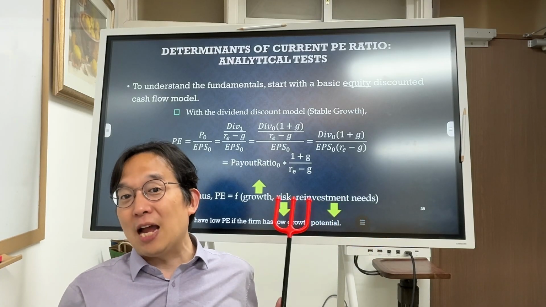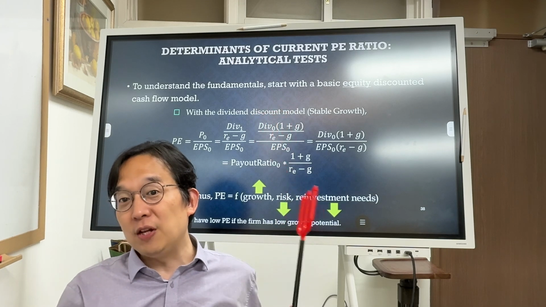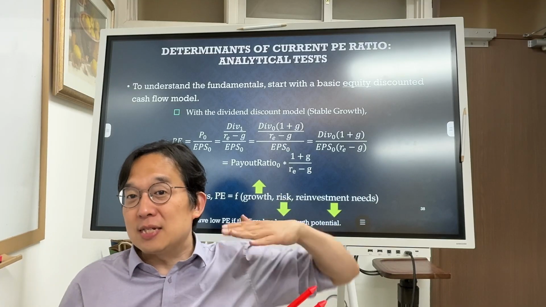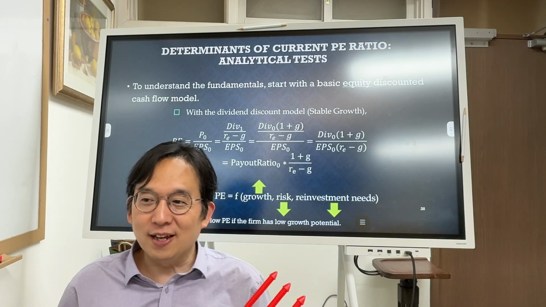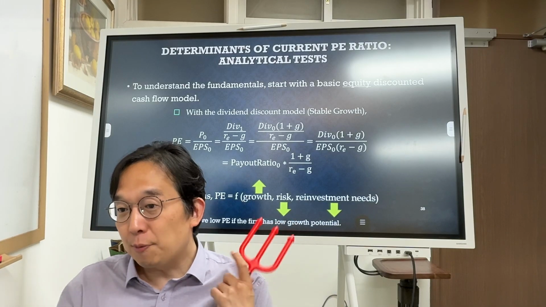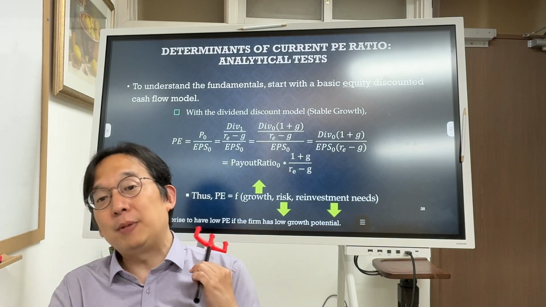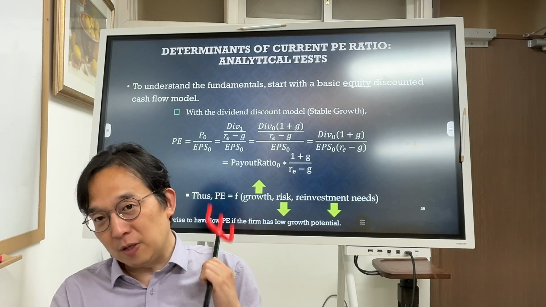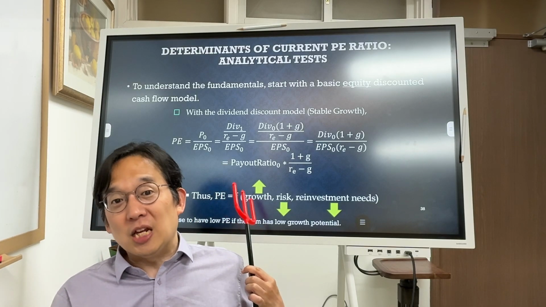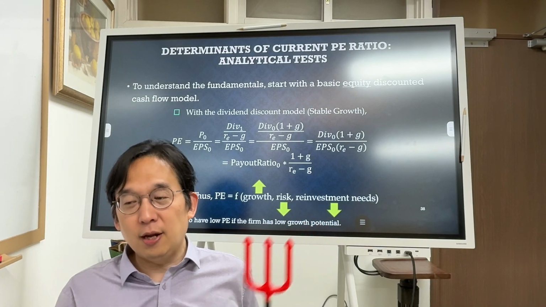So your high growth potential will drive up the PE ratio, but it's not uniform, because reinvestment needs will drive down the PE ratio as well. And then where does it stop? Nobody knows. So there will be a tension between these two. It's no surprise to have a low PE ratio in a firm that has low growth potential, by the way. People in the industry typically say PE ratio is largely driven by the growth potential, even though there is a counterbalancing force coming from reinvestment needs, okay?